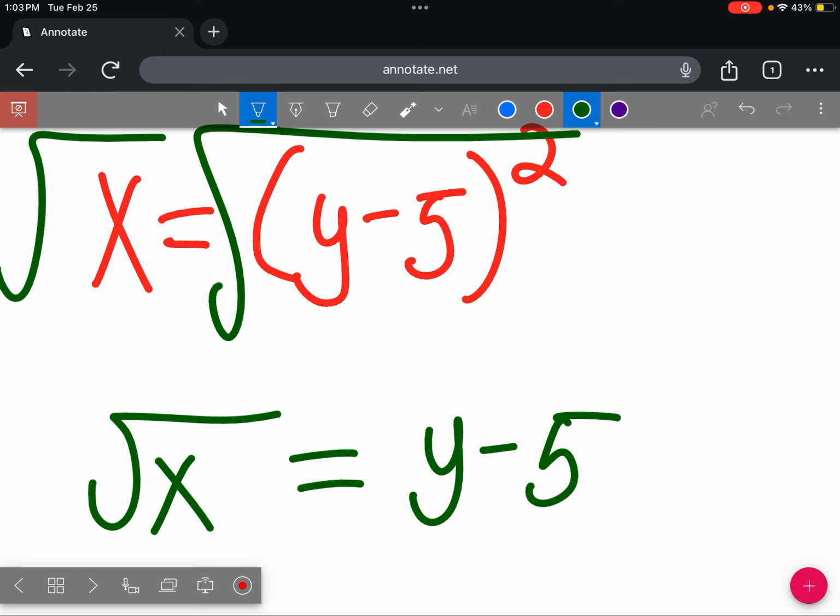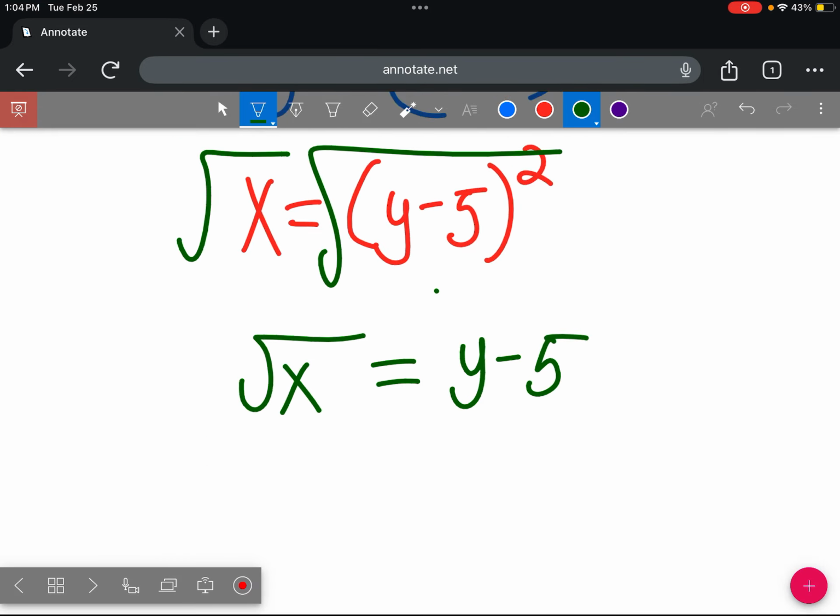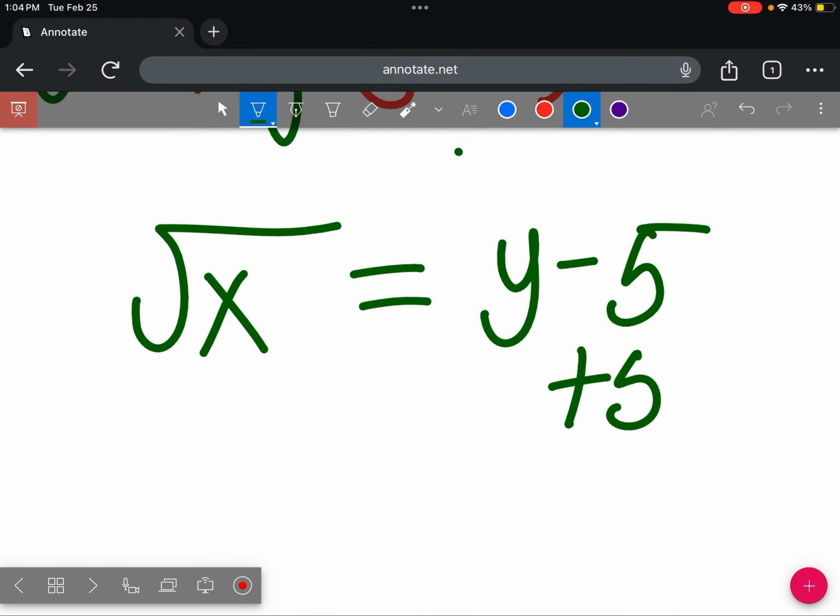Then what would we need to do on both sides? Add 5. Go ahead and write your answer out and what you think it would be. Make sure you include inverse notation. So you would add 5 on both sides.